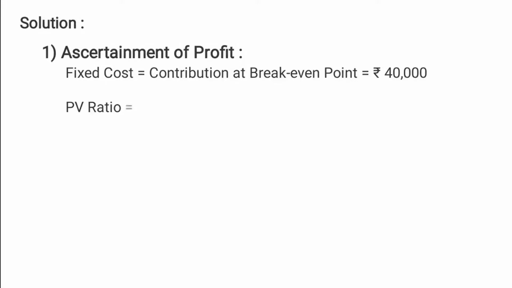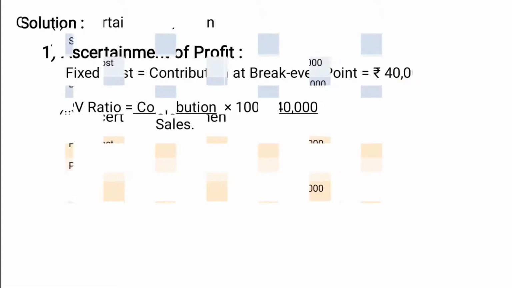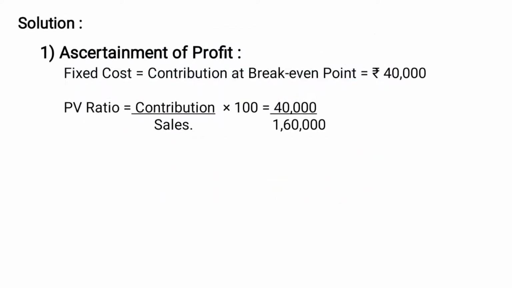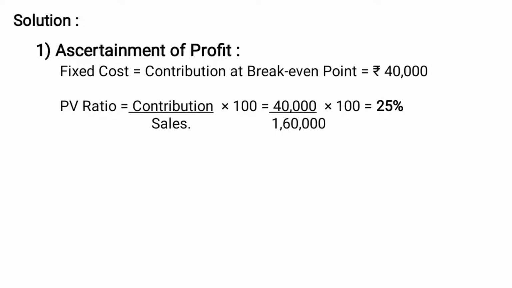So PV ratio is equal to contribution divided by sales into 100, which is equal to 40,000 as contribution divided by sales, which is given as rupees 1,60,000 for BEP into 100, which will be equal to 25%.